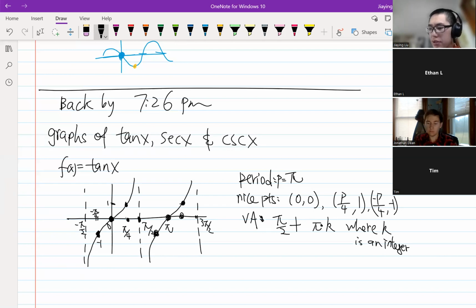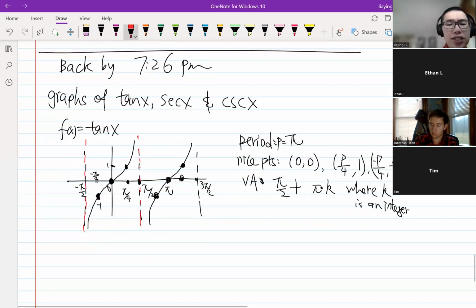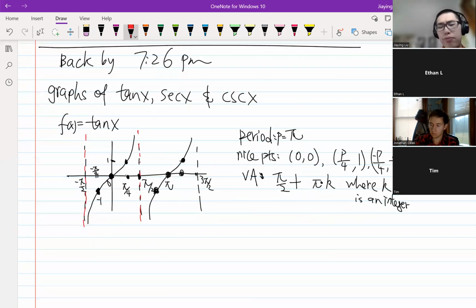Let's see, anything else? So the period is pi. The vertical asymptote is at pi over 2 plus pi times k. The nice points are going to be at 0, 0, pi over 4, 1, and negative pi over 4, negative 1. Okay. So those are important things to remember when we graph tangent x. But most importantly, you need to remember the vertical asymptotes.